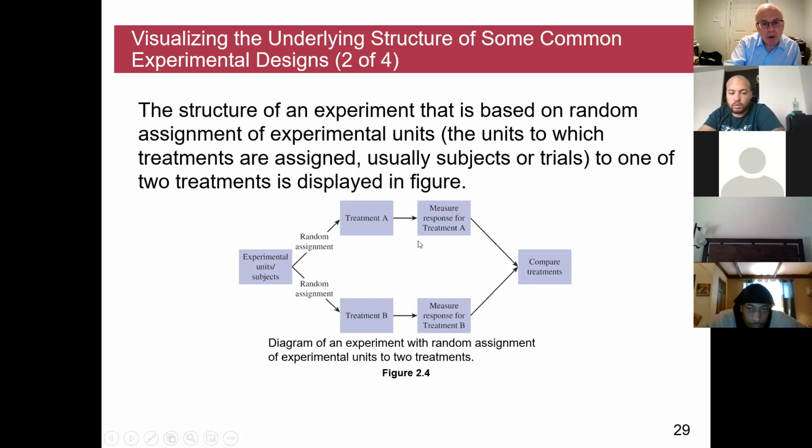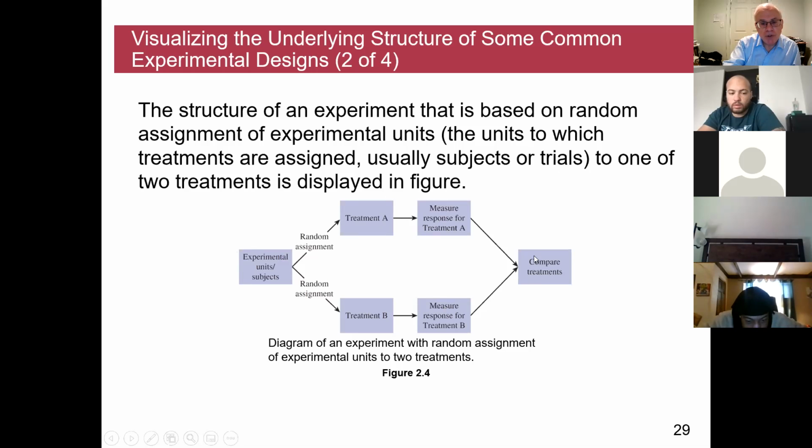Then for each treatment group, you're measuring the response, whatever the response variable happens to be. In the previous example, the treatments were what? Treatment A could have been taking notes with a computer. Treatment B could be taking notes by hand. Then you're measuring the response. What was the response? How well they did on the various questions that were being asked. And then you compared the results from the two groups.